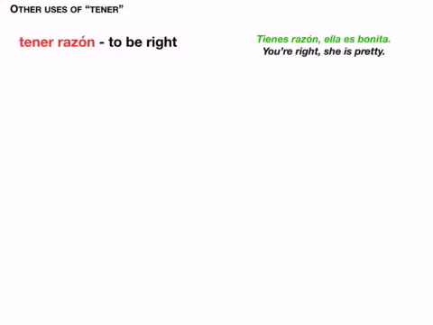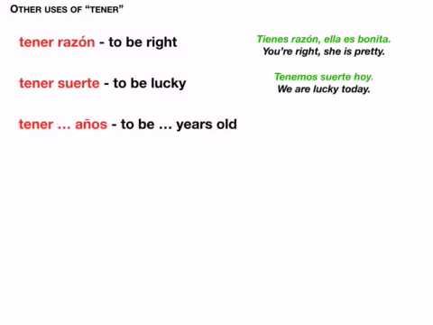Other uses of tener are idiomatic expressions. There are many more, but some examples are tener razón. That means literally to have reason, but we would say to be right. For example, tienes razón, ella es bonita. You are right, she is pretty. Also, tener suerte. Suerte means luck. We don't say I have luck. We usually say I am lucky. So tenemos suerte hoy would mean we are lucky today.